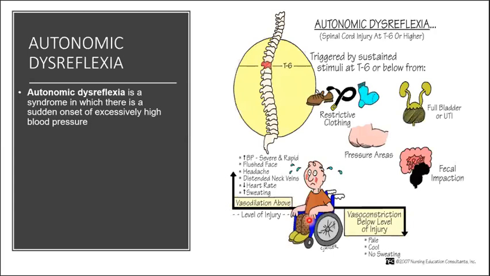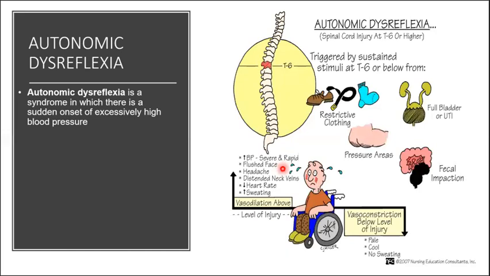What can cause your client to go into autonomic dysreflexia? One of them would be a full bladder or a urinary tract infection, a bowel distension or fecal impaction, or if your client is constipated. Pressure areas can also cause your client to go into autonomic dysreflexia. Clients in restrictive clothing could also go into autonomic dysreflexia. Stimulation of pain receptors in the skin could also cause the client to go into autonomic dysreflexia.